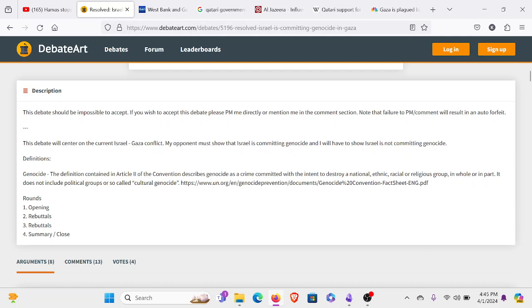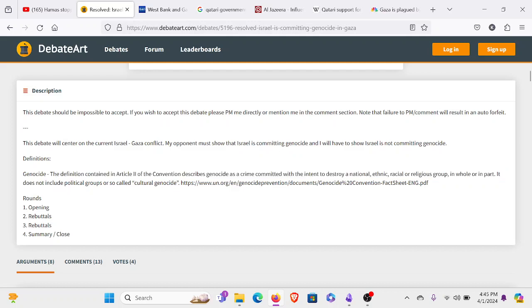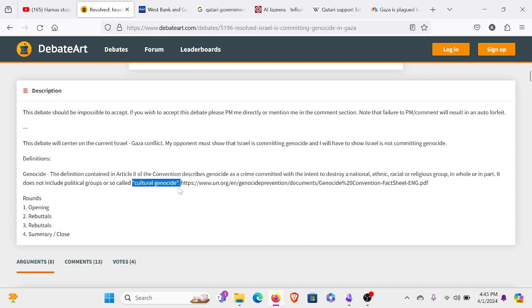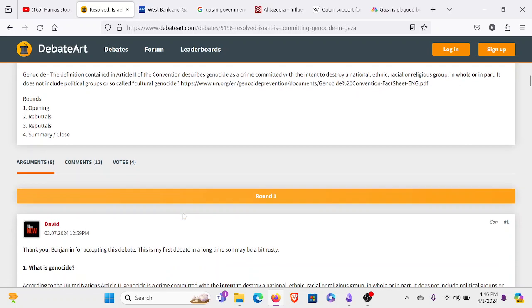David starts the debate with the description area where he says, the definition contained in Article 2 of the Convention describes genocide as a crime committed with the intent to destroy a national, ethnic, racial, or religious group in whole or in part. It does not include political groups or so-called cultural genocide. David mentions this argument because he's likely anticipating that Benjamin's going to make some sort of cultural genocide argument.